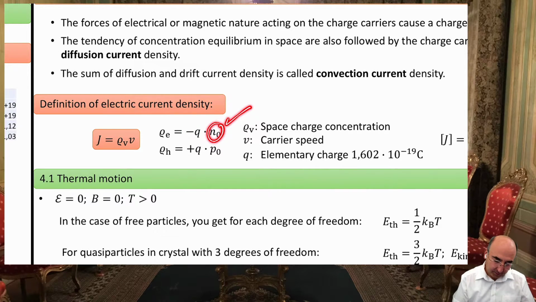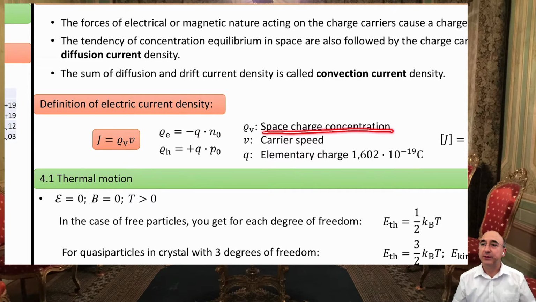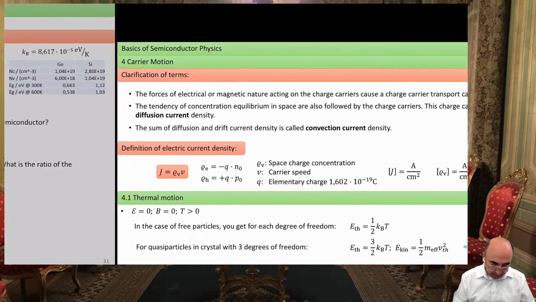This one we have already. This one we know already. Therefore, we know the charge, space charge concentration, the concentration of charges in the space. Okay. V is the carrier speed. Yeah, that's sure. And Q is the elementary charge. Okay. So now we know the current density, basically.